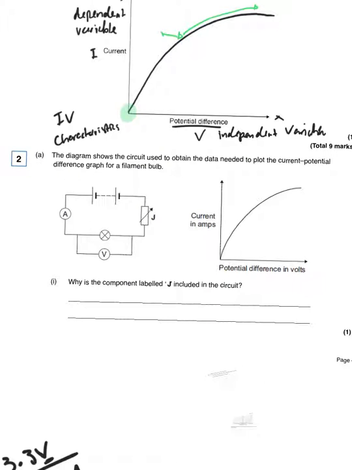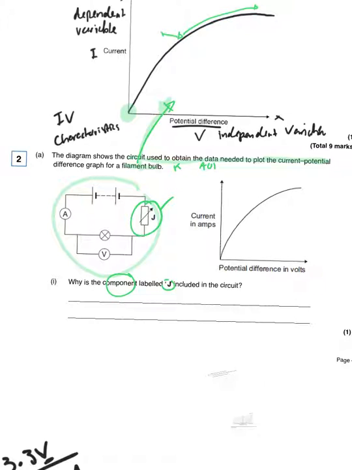So, question 2, the diagram shows the circuit used to obtain the data to get the plot for the filament bulb. So this is the circuit that was used to get the data to produce this graph here. Now it's simply asking, what is the component labelled J? So what is this called? That's an example of a knowledge question. It's an AO1 kind of question. You should just know it.